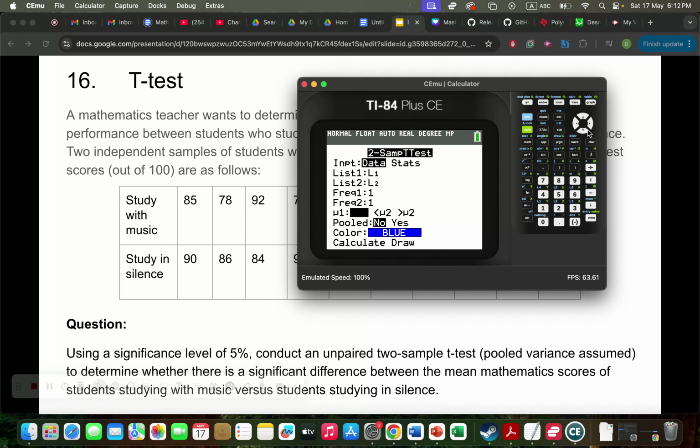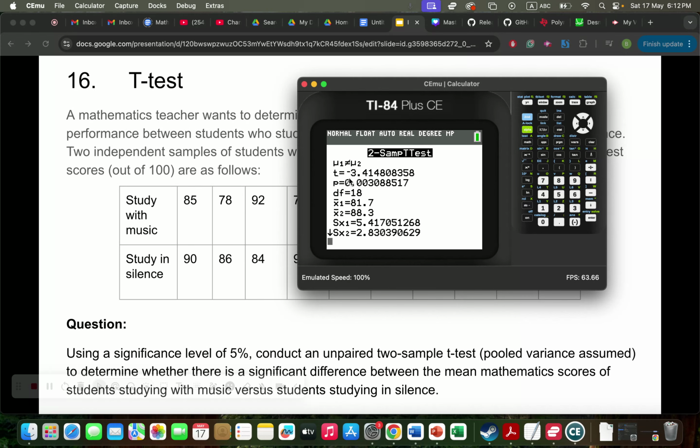Now for this option here, we want to choose yes. This is by default always going to be yes. Then you go to calculate here, you press enter. Now what this tells you is that it's going to give you all the values that you need for this. So again, we want to scroll down and find the p-value.